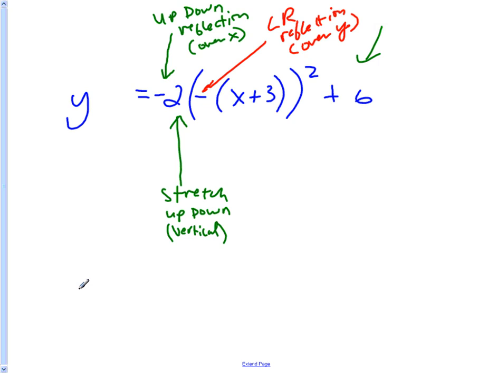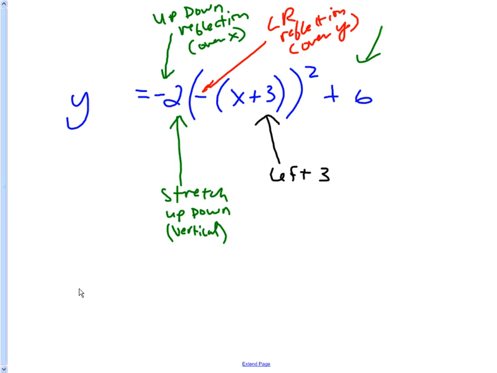Now we got the easy stuff. Remember that from when we learned it about 2 weeks ago? Left 3. Now if it had been negative 3, then it would have been what? Right 3. Remember, it's inside, so it's counterintuitive. Adding seems like it should move to the right, but instead it moves to the left.